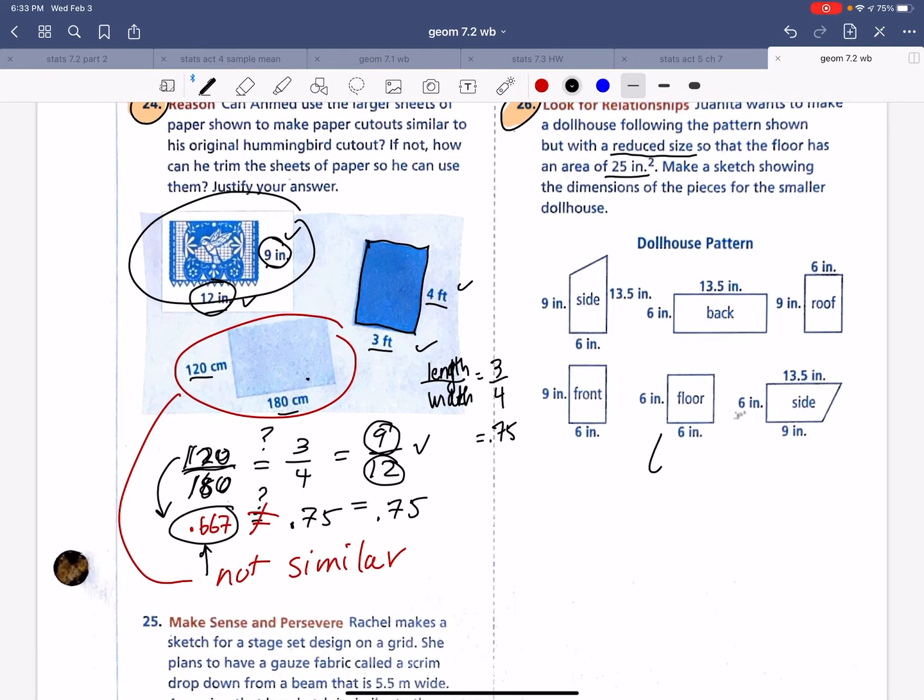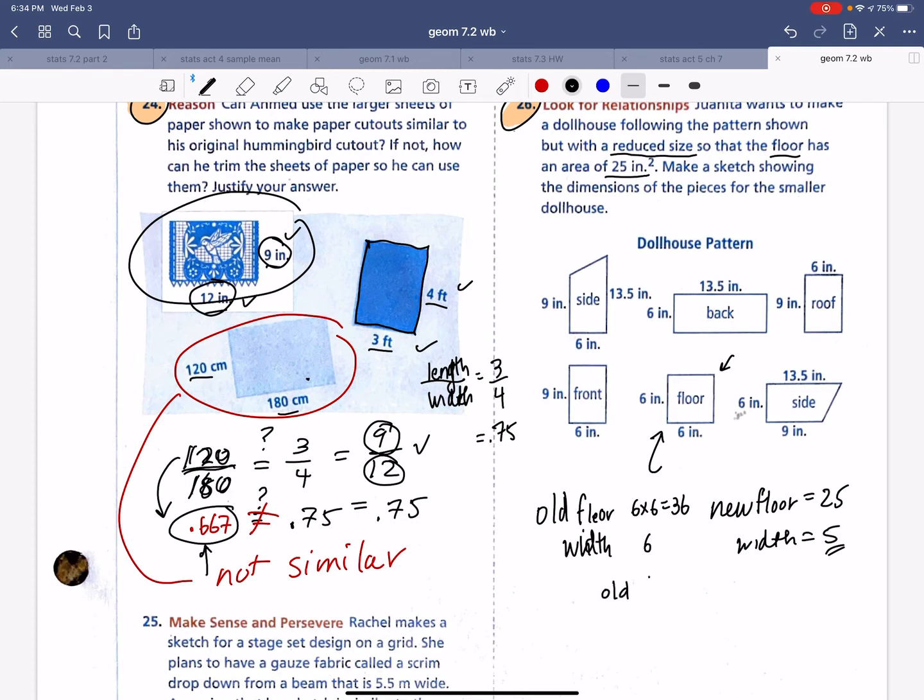All right, so we know all squares are similar. So this floor, I want my new floor to have an area of 25, which means I want my new floor width to be 5, right? And the height or the length to be 5. 5 by 5. My old floor is 6 by 6, which means its area is 36. So its current width is 6.